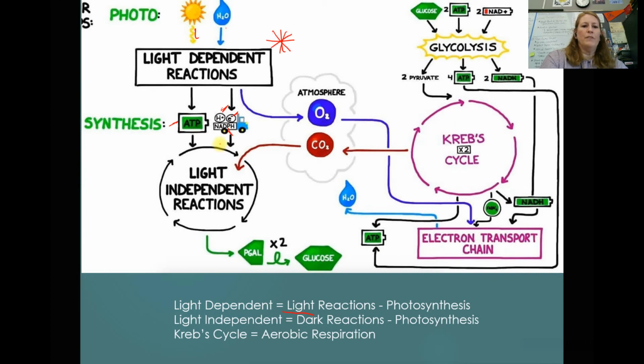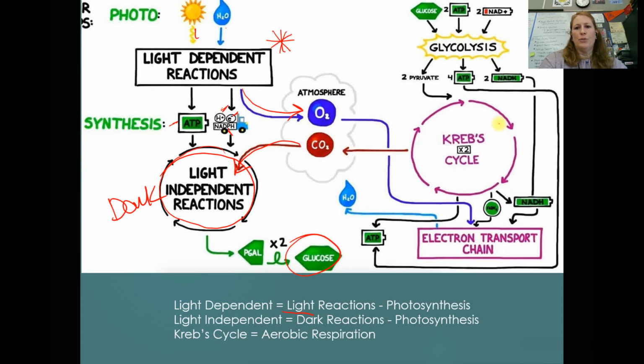Then we're going to move into the light independent, so that's the dark reactions, okay, also called the Calvin cycle. We have carbon dioxide coming in, okay, and it's going to make glucose. And the other thing that I need to mention from the light dependent or the light reactions is oxygen given off into the atmosphere, which is going to come down for the electron transport chain.